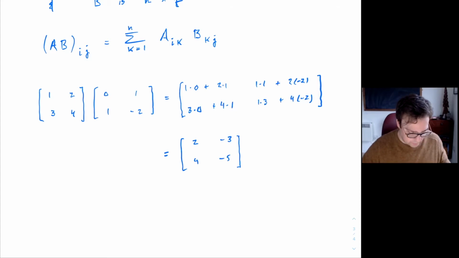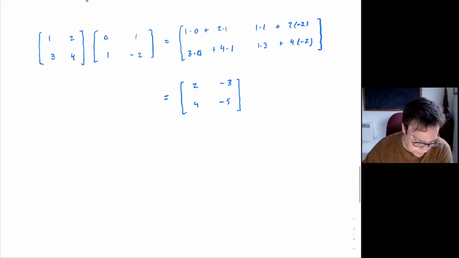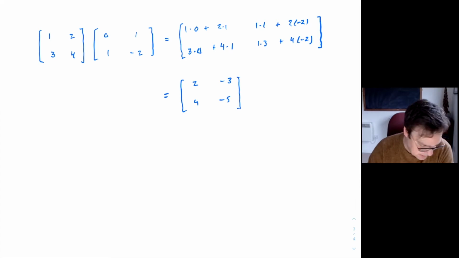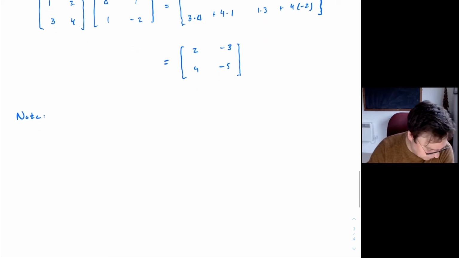Okay, so that's matrix multiplication. Now let's say a little bit, there are some important properties to understand here. Some rules, all right, so comments or notes. Note the following. These are some important things about matrix multiplication. So first of all, what are the dimensions of the matrix A times B?